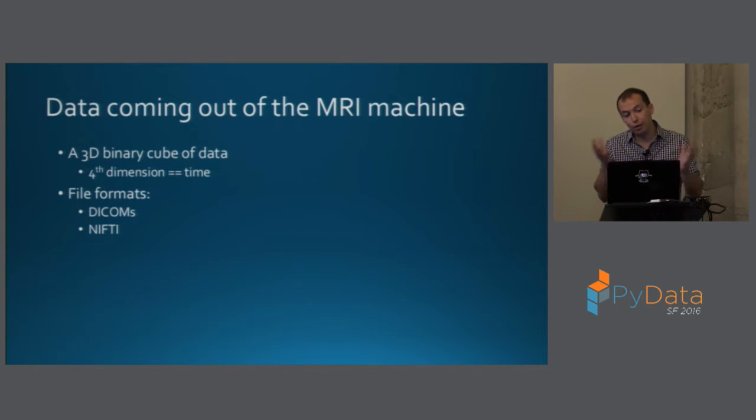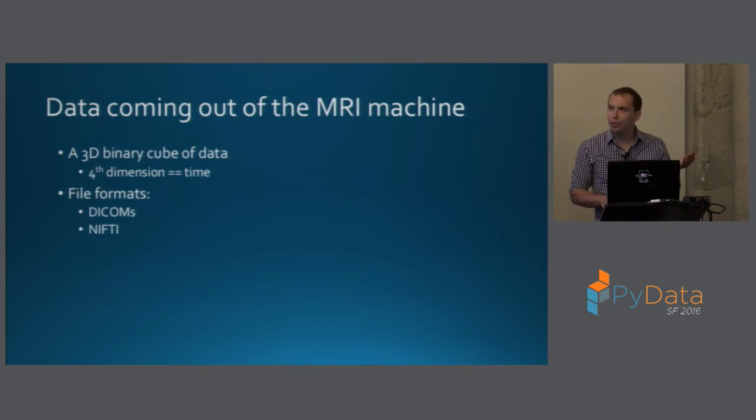But what you really have to know about this data is that it's basically a three-dimensional cube, a three-dimensional NumPy array, to speak the Python language. And sometimes there's a fourth dimension when you have multiple stacks of the same volume, as I mentioned with the functional scans or the diffusion scans.